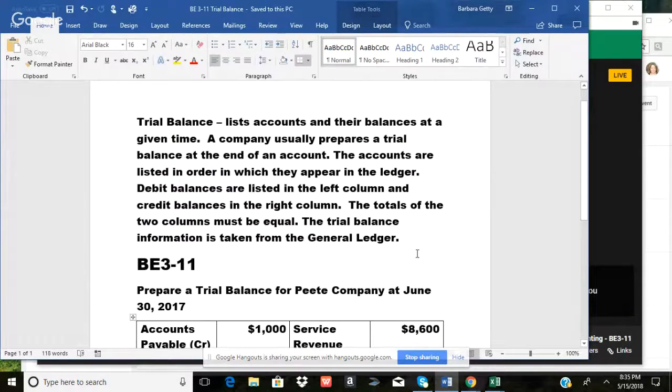A trial balance is a list of accounts and their balances at a given time. A company usually prepares a trial balance at the end of an accounting period. The accounts are listed in the order in which they appear in the ledger. Debit balances, as we read in our lesson this week, are listed in the left column, and the credit balances are listed on the right. The totals of the two columns have to equal. So the information for the trial balance is given from the general ledger.